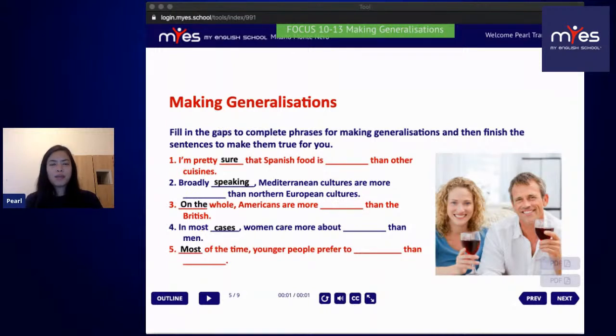Most of the time, younger people prefer to, I don't know, than older people. It's a hard one. Because we are all young, prefer to cook less than older people. I don't know. I don't like to cook so much. I prefer to cook less than older people.